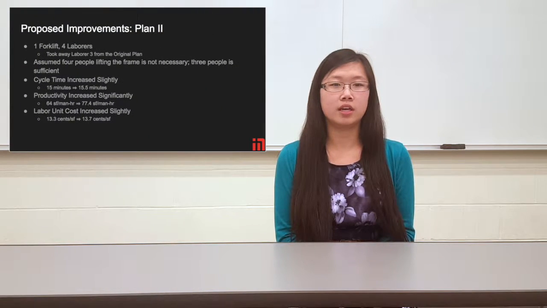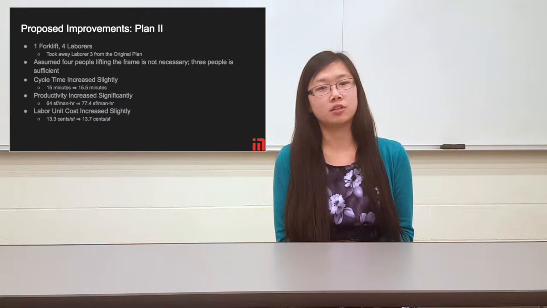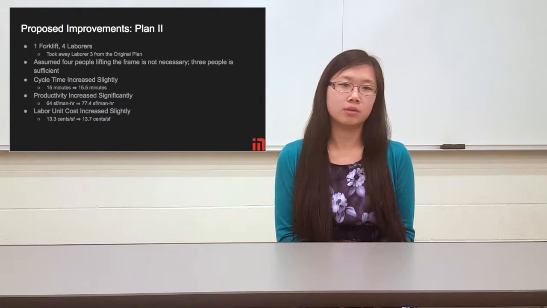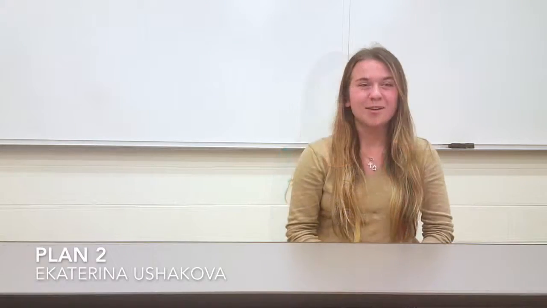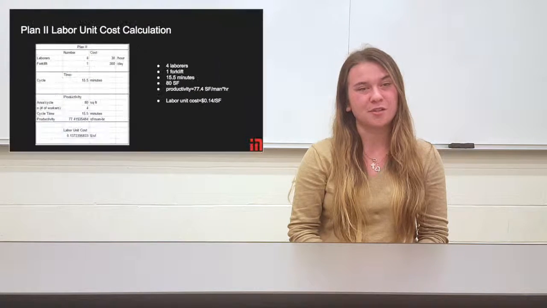From the original plan, we took away Laborer 3 and added his tasks primarily to Laborer 2's assigned tasks. We assumed that having 4 people is not necessary to lift the frame and that having 3 people is sufficient. Comparing the original crew balance to the new improvement plan's crew balance, one can see that the chart does not change very much. With our improvement, the time per cycle increased by 30 seconds, making the entire cycle time 15 minutes and 30 seconds.